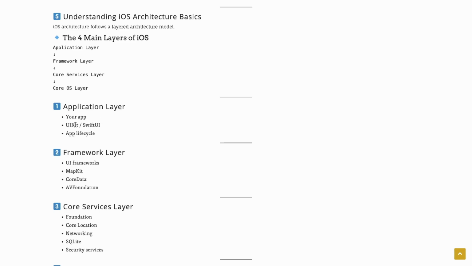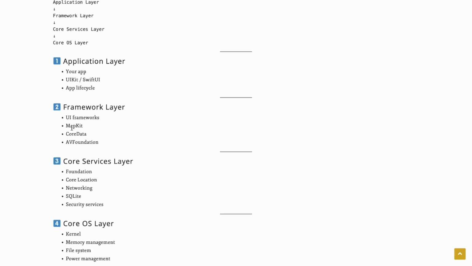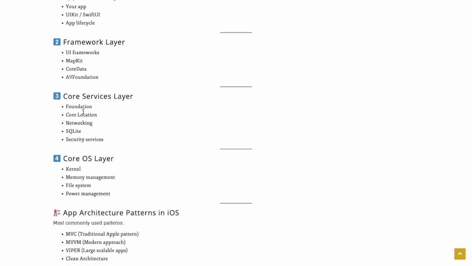In the application layer, what are the things? Your app, UIKit or SwiftUI, and the app lifecycle. That is the top layer. The next, the framework layer, has these components: UI frameworks, MapKit, Core Data, AVFoundation. These fall under the framework layer. Core services layer: Foundation, Core Location, networking, SQLite, security services. These fall under the core services layer.